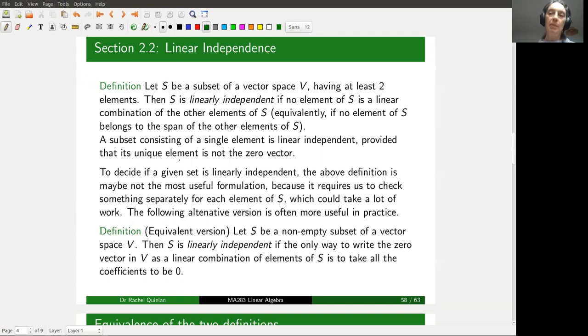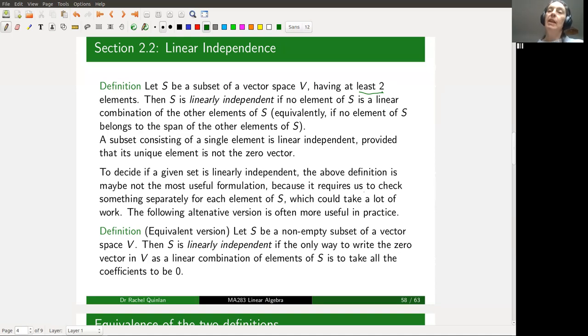This concept of linear independence is a hugely important one in linear algebra. I can't overstate its importance. It's somehow the other side of the coin of the concept of a spanning set, but it's sort of an opposite concept, although not directly. So if we have a subset S of a vector space V, and we're going to insist temporarily that our subset has at least 2 elements in it, then we'll say that S is linearly independent if no element of S is a linear combination of the other elements of S, or equivalently, if no element of S belongs to the span of the other elements of S.